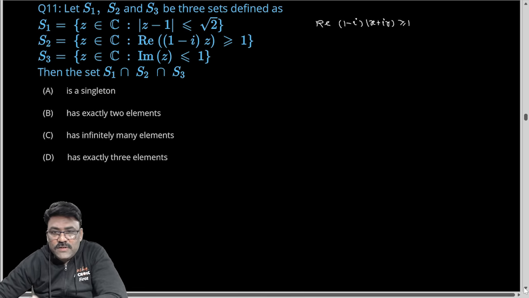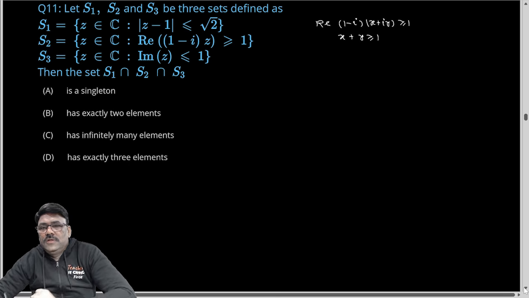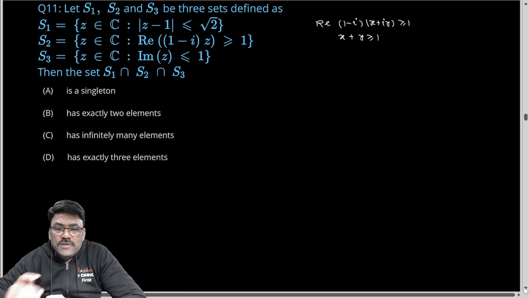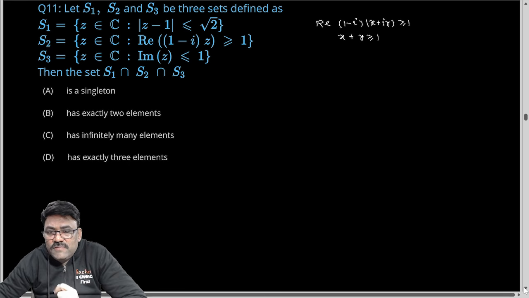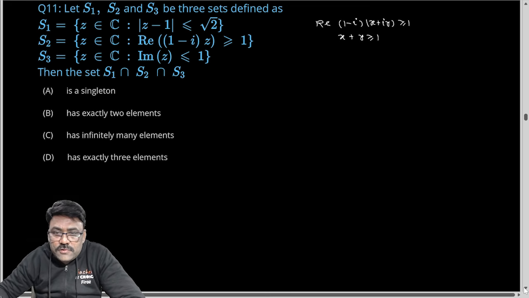Real part of 1 minus iota z. Now what is the real part here? So the real part is x and minus iota square plus y. So x plus y should be greater than or equal to 1. So the second set contains all the complex numbers satisfying this inequality, x plus y greater than or equal to 1. So let's draw the figure now. S1, S2, S3.